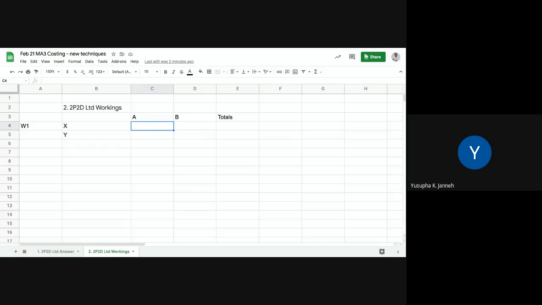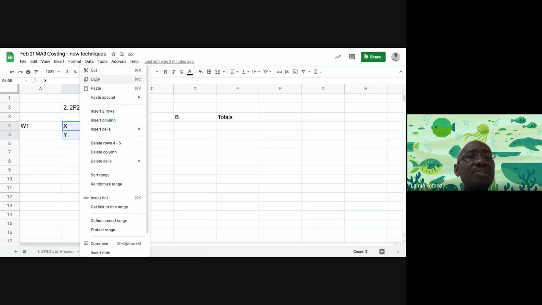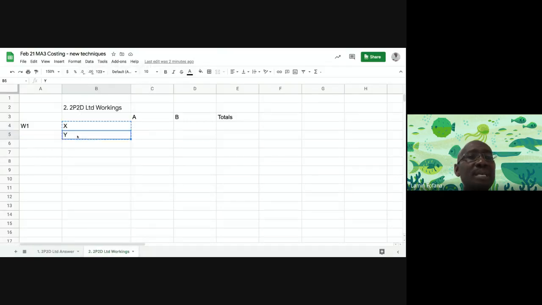Yes. Okay, so let us try to make it more professional. I'm going to cut these and paste it here so that I can have a space. Then I'll call this units so that we can just type the units and apply them for each of them. So the units for product A is how many units?